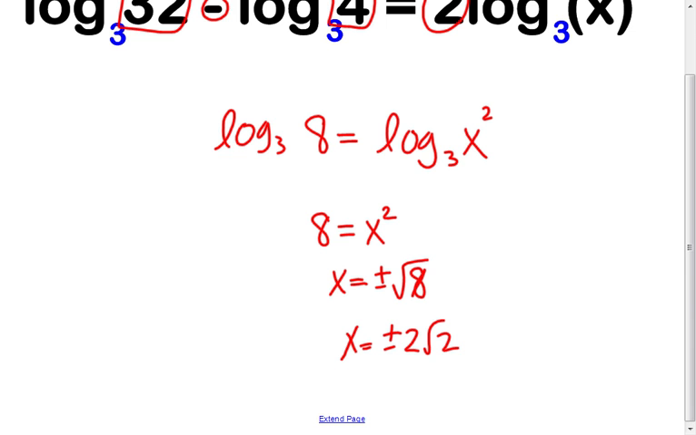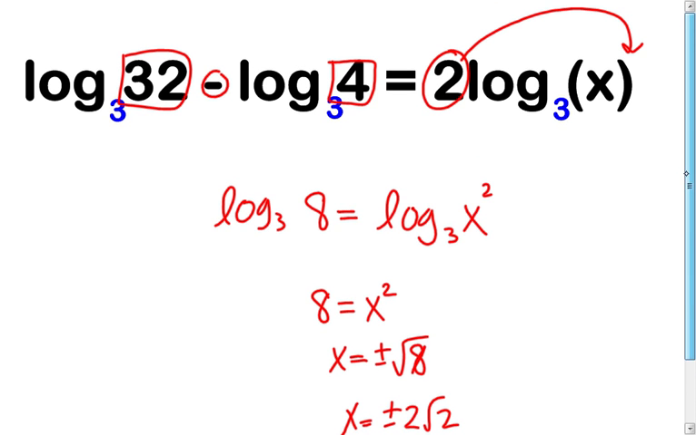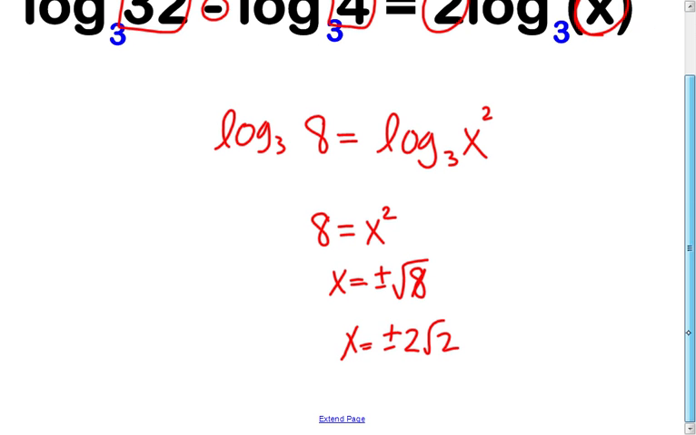But be careful, because what you're taking the log of can't be negative. Even though you would plug in negative 2 root 2 right here, this 2 would come up here, and when you take negative 2 root 2 and square it, it's going to become positive 2 root 2. So this one can be either negative or positive. So this one's okay.